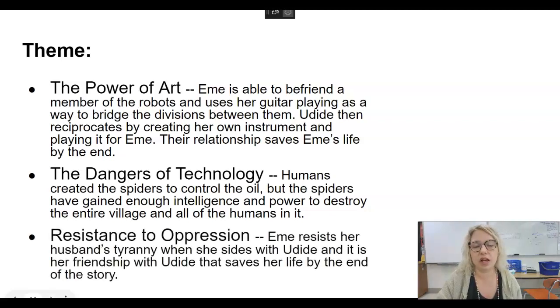And a final theme I saw is resistance to oppression. Emma resists her husband's tyranny or oppression when she sides with Udide, and it is her friendship with Udide that saves her life by the end of the story. So resisting oppression by siding with her zombie helps her actually to survive. All right, as you work on your short story analysis.